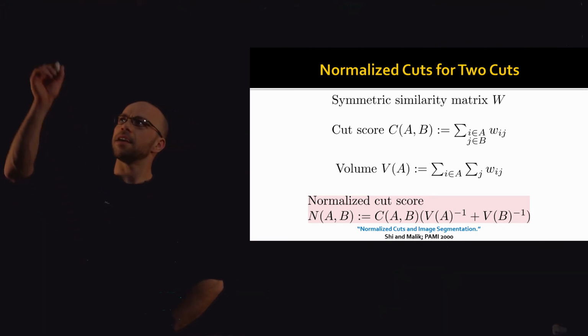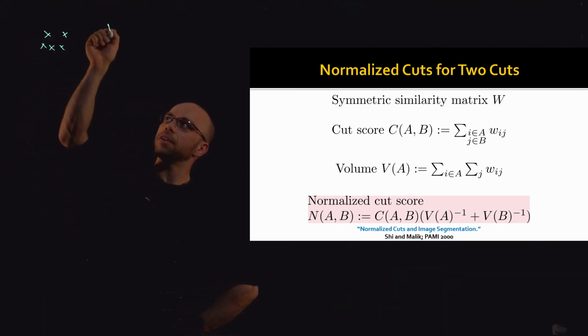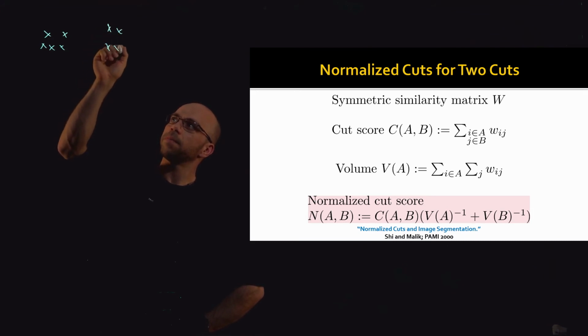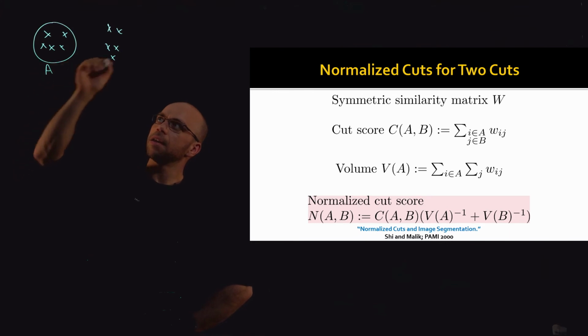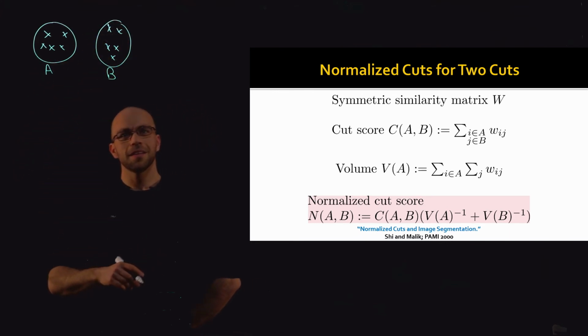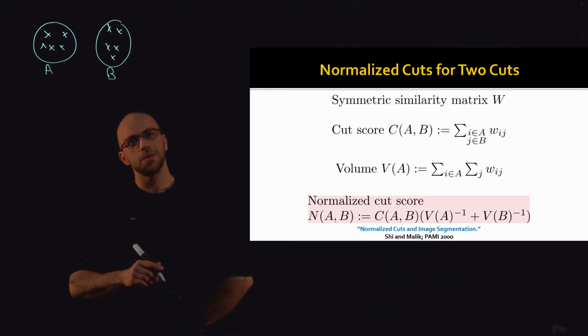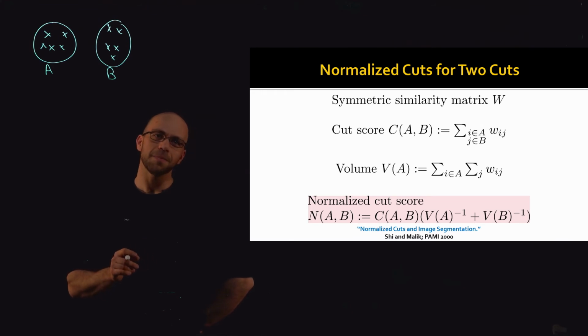So let's say that I have a data set, maybe it looks like this, right? So I've got data over here, data over there. And I'm trying to find 2 clusters, like here's A and here's B. Okay, so one thing that we can do is we can look at the score of a cut of our data into these 2 pieces, A and B.